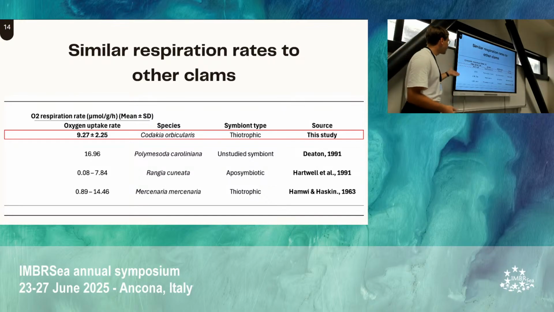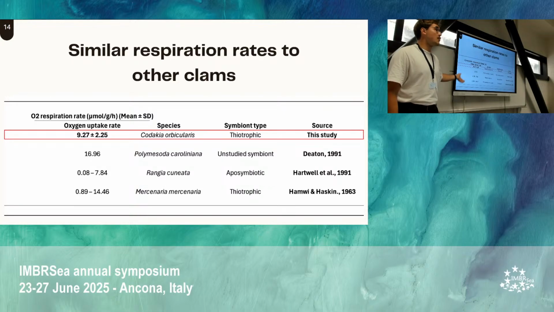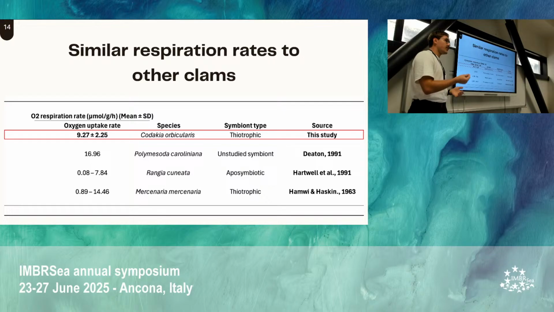A common theme you can see is that we have a lot of variance, and this is common for bivalves because, depending on temperature or stressors, they close up, they open up, they move around. It's pretty hard to have a consistent rate. But we are reasonably close.